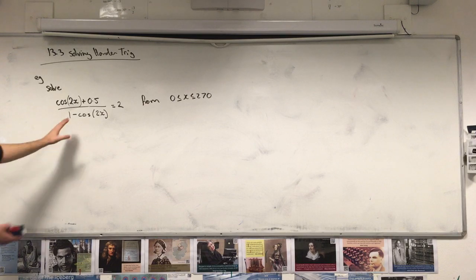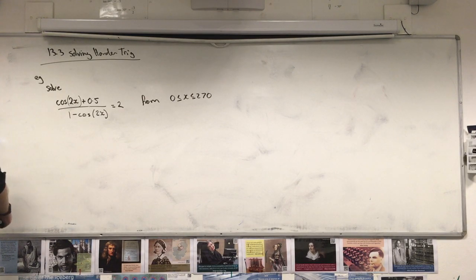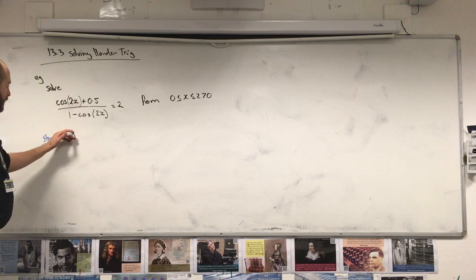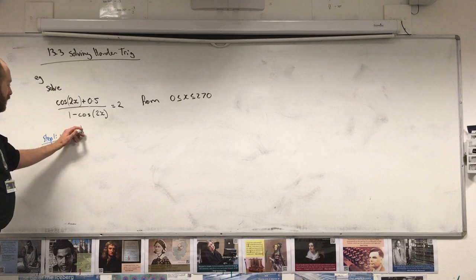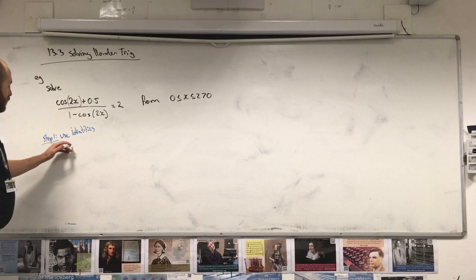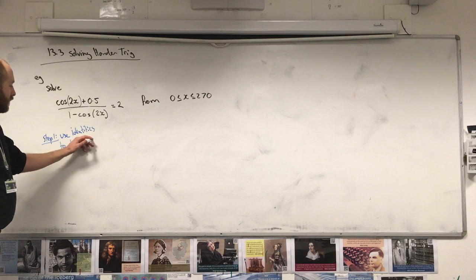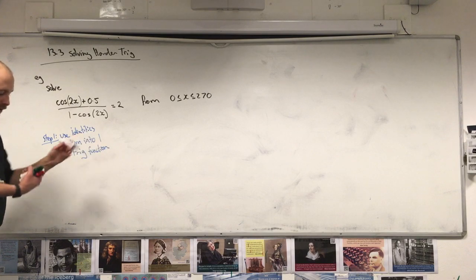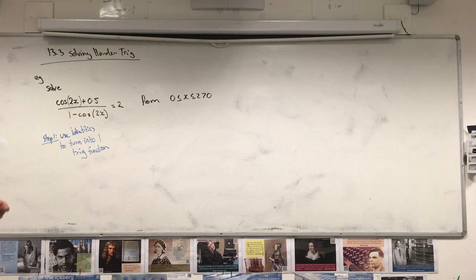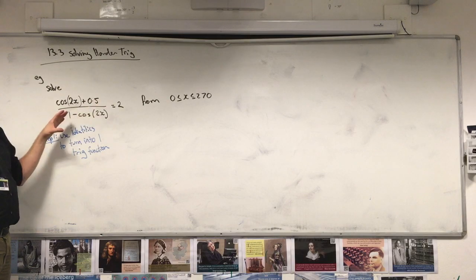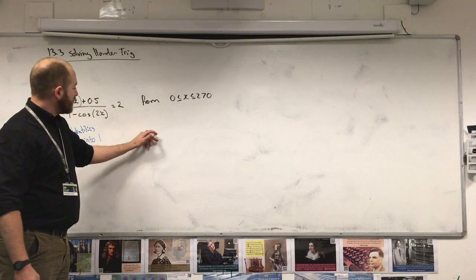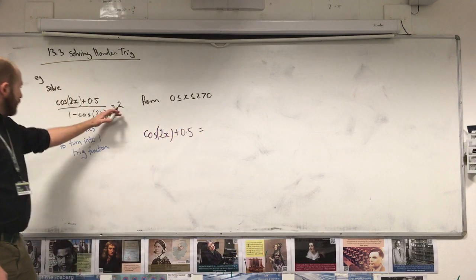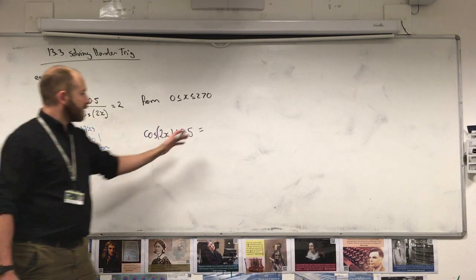So for this one, first of all, I'm going to try and reduce it to one trig function. So step one, use identities to turn it into one trig function. So let's try that. I'm going to times both sides by this and then try and rearrange and simplify. So we get cos 2x plus 0.5 is equal to 2 minus 2 cos 2x.